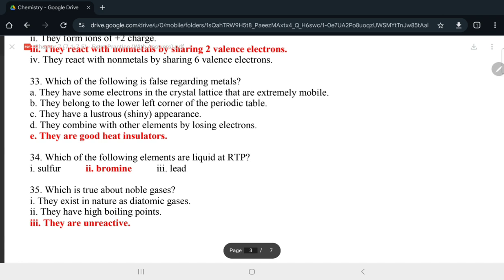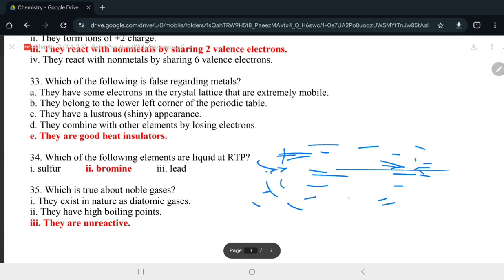Which of the following is false regarding metals? Metals have some electrons that are extremely immobile. That are extremely mobile, not immobile. This is a true statement, as the electrons in the crystal lattice like to move between the crystal lattice. So electrons are the ones that move freely.